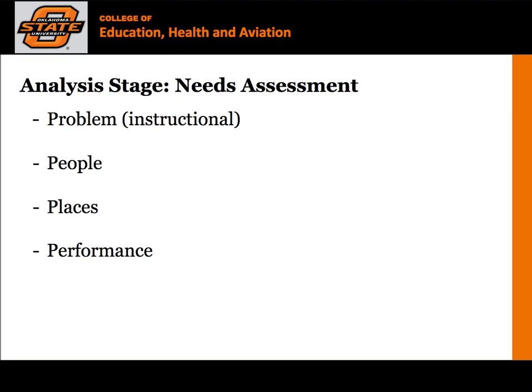Does your environment impact the problem or solution? What performance or outcomes do you expect of the learners? All 4 of these components, the problem, the people, the places, and the performance, come together to inform your instruction, and often one can inform or impact another. Let's look at an example.